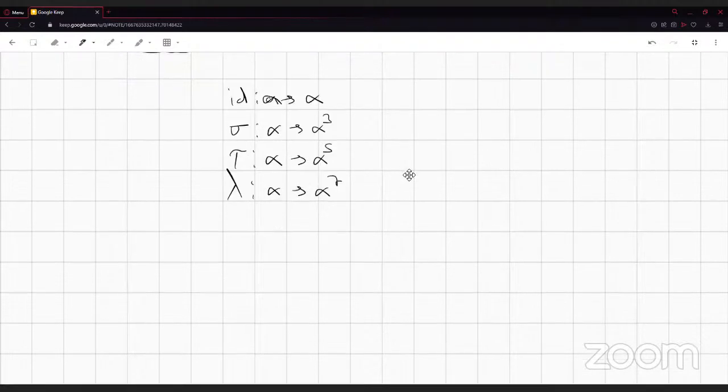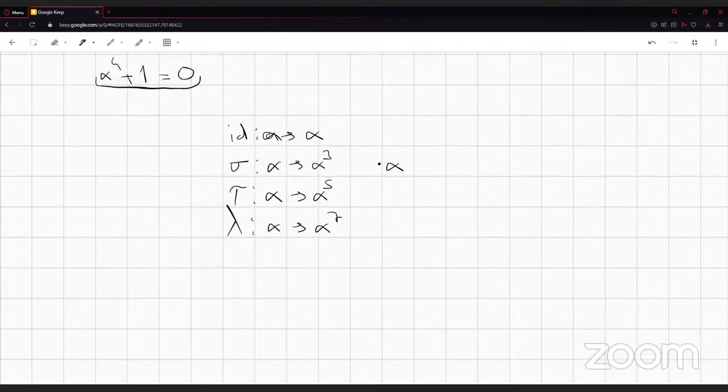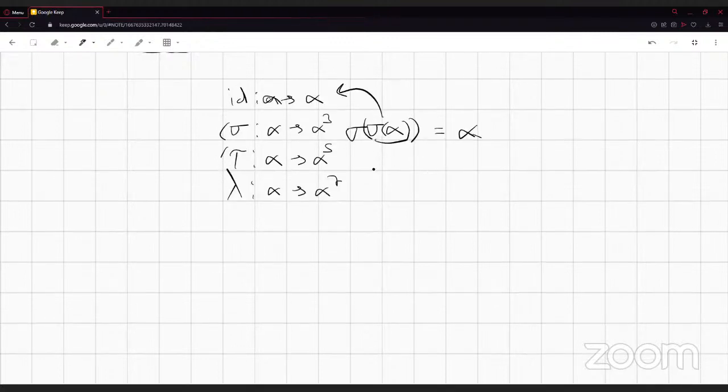We can notice that if we apply sigma to alpha, and then we apply sigma to sigma alpha once again, this will be equal to alpha, which means that applying sigma 2 times is equal to the identity element. And this means that sigma is the inverse of itself. We can do this for tau, and we can notice that applying tau 2 times is equal to alpha once again. This means that tau is the inverse of itself.